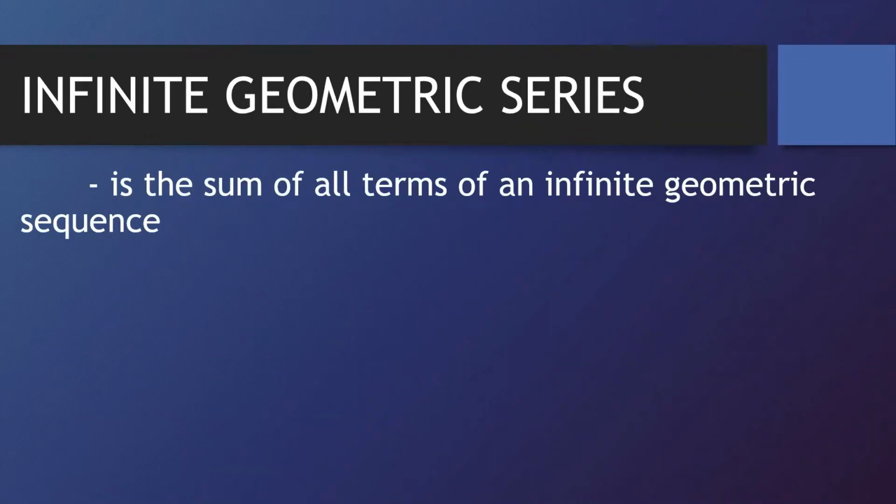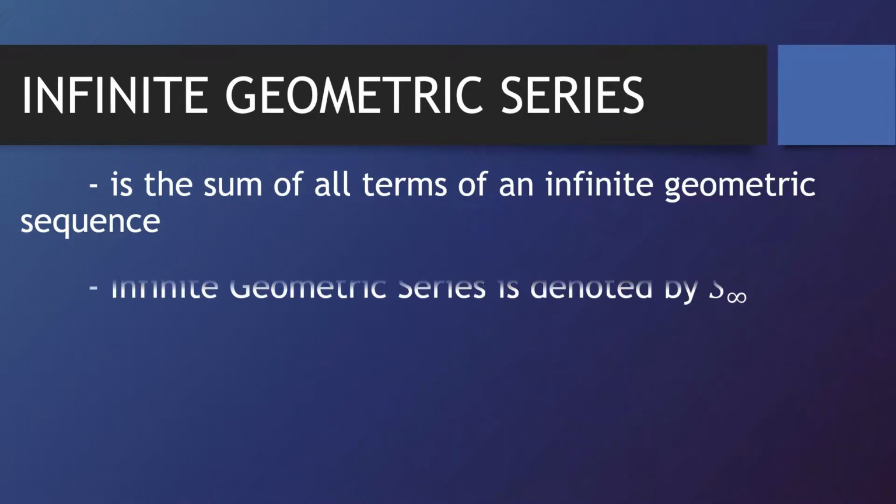The infinite geometric series is actually the sum of all terms of an infinite geometric sequence. So this is different from the finite geometric series. In the finite geometric series, we just simply add a specific number of terms of your geometric sequence, while in the infinite geometric series, we're going to add all the terms of an infinite geometric sequence. The infinite geometric series is denoted by S sub infinity.